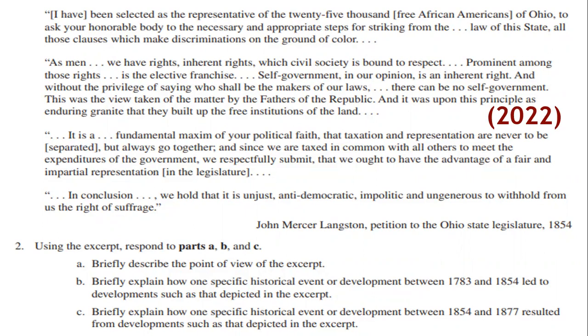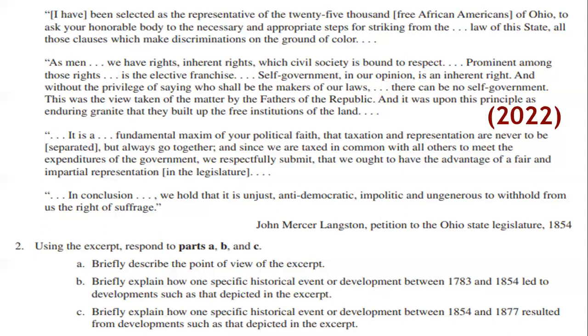But this one here, I think it's a good question, but notice how long the excerpt is. I think it took students more time to read this one. So be prepared. You have to be able to read through these rather quickly and be able to answer the question. Read the question first, then go find the answer.